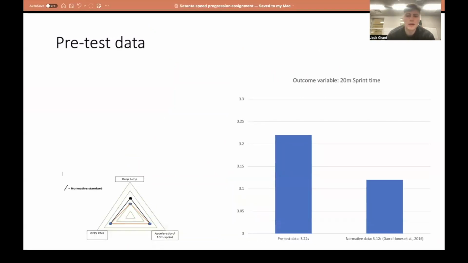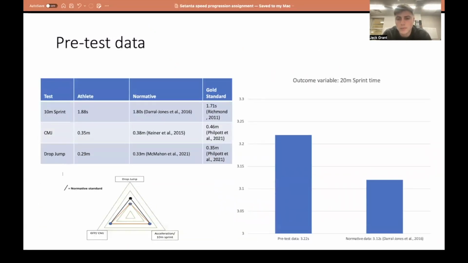So here we have our outcome variable initially. So this is our pre-test data of 3.22 seconds compared to our normative data of 3.12 seconds. And this was taken from athletes of similar anthropometric qualities, amateur, same age, same weight, etc. And on to our key dependent variables here. So we can see that our 10-meter sprint, 1.88 seconds, in comparison to that 1.80 normative, it is a weakness, as well as our outcome variable, and CMJ and drop jump are also below those normative standards.